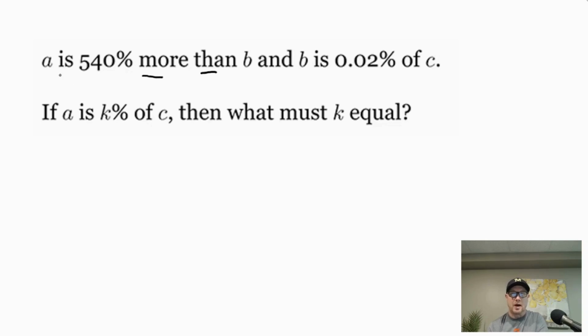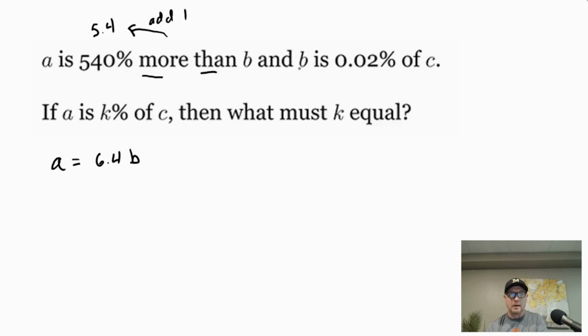So a lot of students are going to say A equals, and they're going to make this a decimal correctly, so 5.4. But what they're going to do is they're going to say A equals 5.4 times B. But the key word here is more than. So if you see more than, you have to add 1 to this. Okay? So when we set this up, it would be A equals 6.4 times B, and that's probably the most common mistake right there.